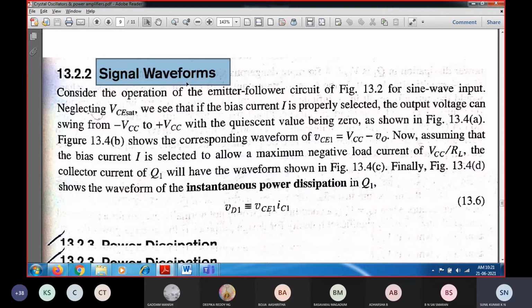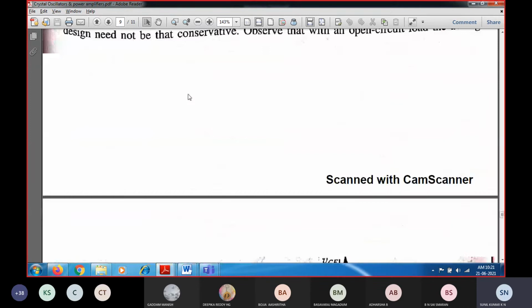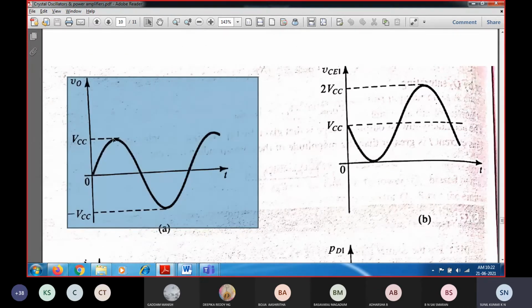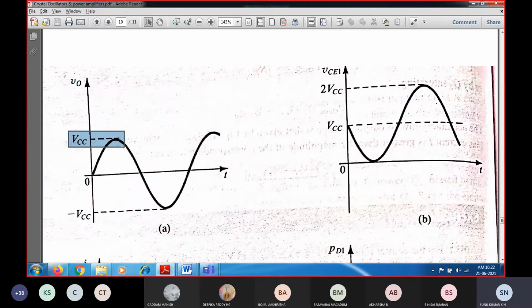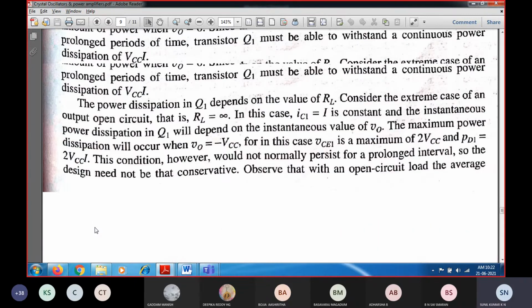For signal waveforms, you can see this is the maximum output voltage swing. From the output voltage, we can see V naught maximum will be VCC minus VCE saturation. That means approximately you will be getting VCC in the positive direction as well as in the reverse direction. So the maximum output voltage in the reverse direction will be equal to minus VCC. Correct? So this is what you'll be getting.